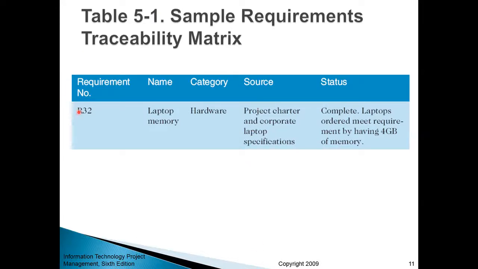It's a table where each requirement has a code or number, it has a name, it falls into a particular category, then a source, where it came from, and a status, whether you have already met that requirement or not. So at the minimum, you should organize your requirements in that kind of fashion.